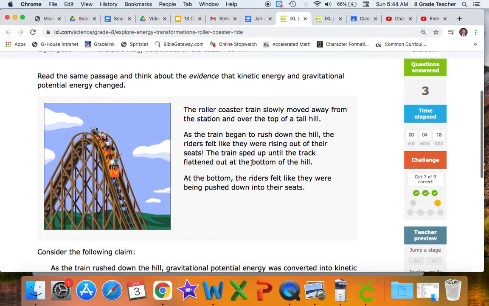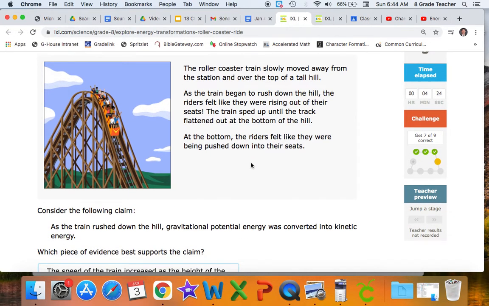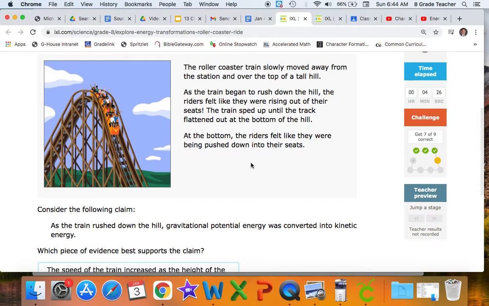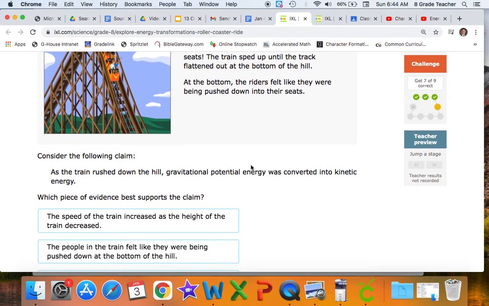Now, it says read the same passage and think about the evidence that kinetic energy and gravitational energy changed. Here, consider the following claim. As the train rushed down the hill, gravitational potential energy was converted into kinetic energy. Which piece of evidence best supports this claim? Well, the speed of the train increased as the height of the train decreased, or the people in the train felt like they were being pushed down at the bottom of the hill.